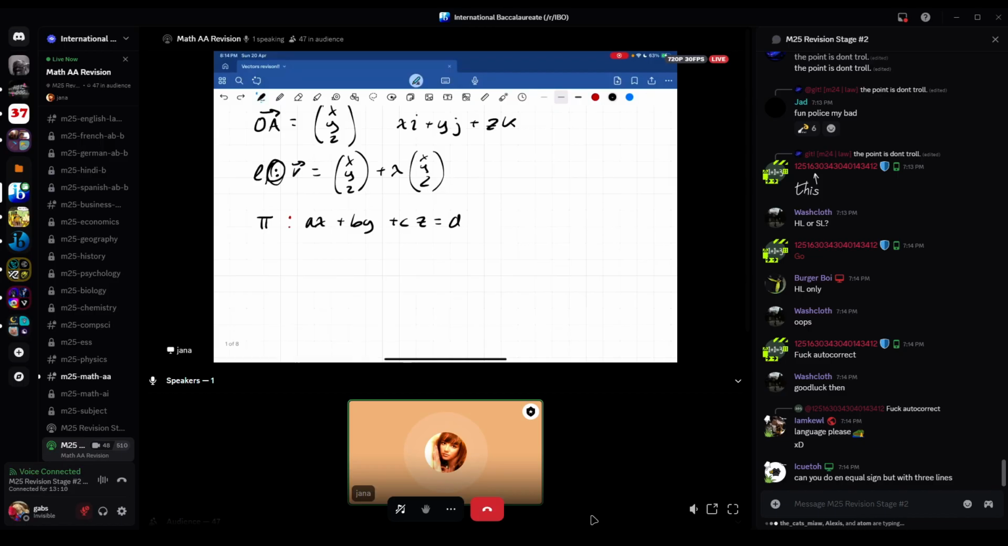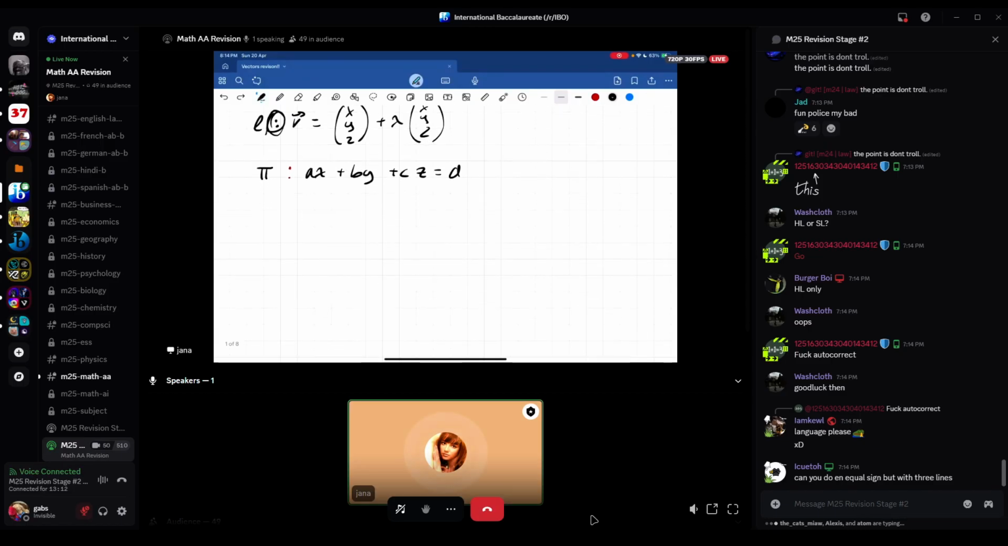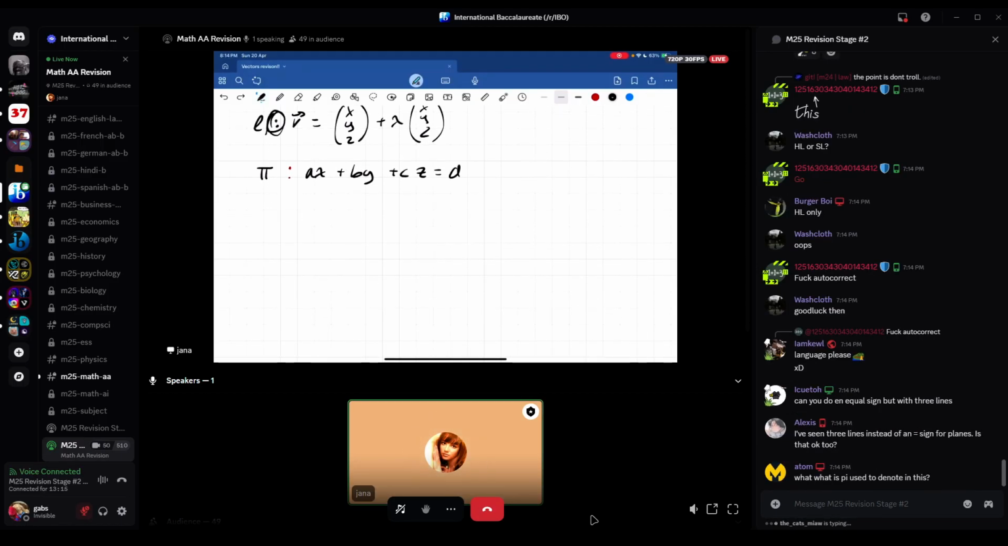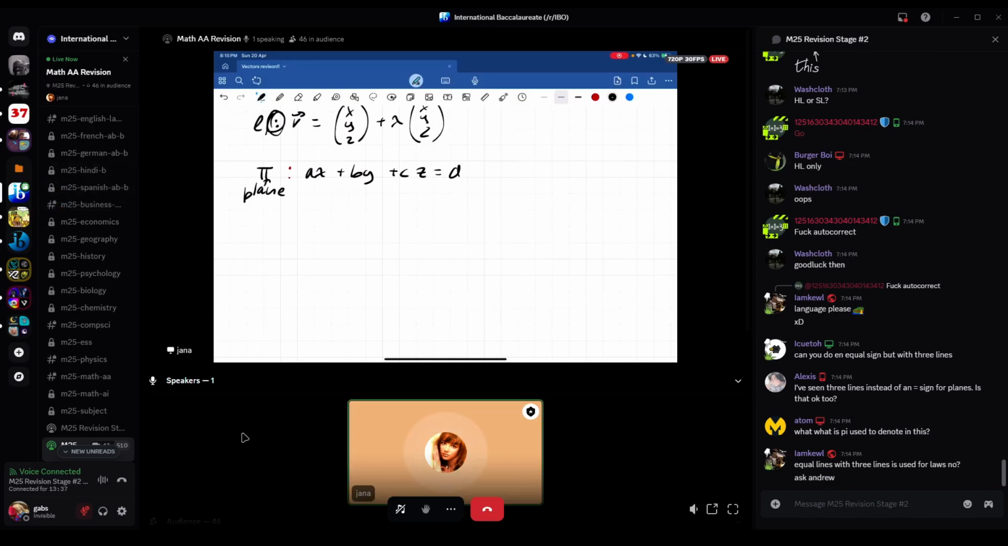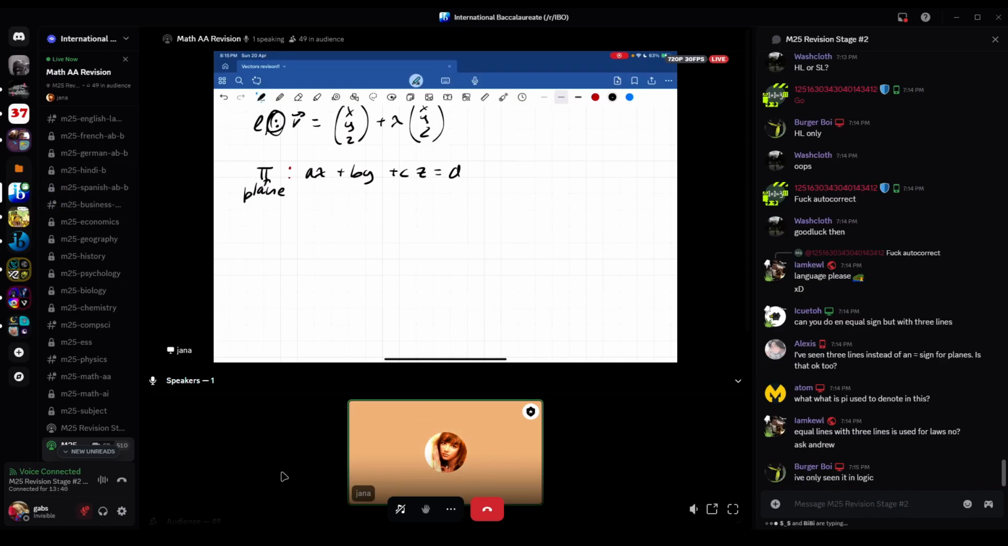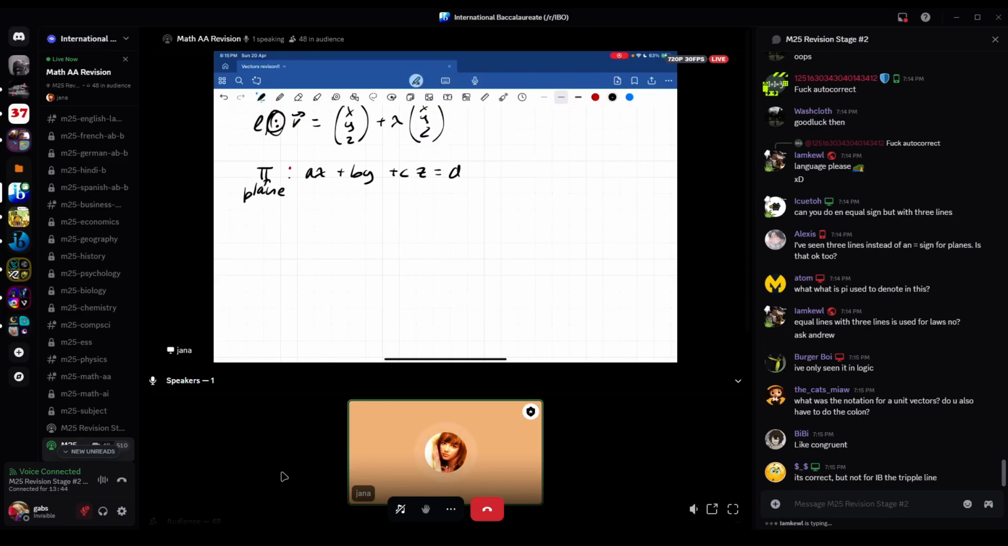And another point, can you do an equal sign but with three lines? No, because, actually, I guess you can. I've never seen that. I just use a colon. But sure, pi is a plane. That's a vector plane. I personally have never seen that notation, so I'm not going to call that. I'd say just use a colon. Maybe you can ask Andrew. I don't think it completely makes sense.